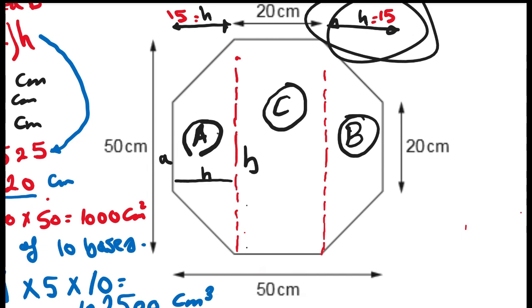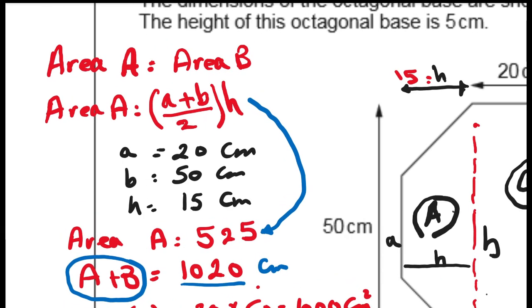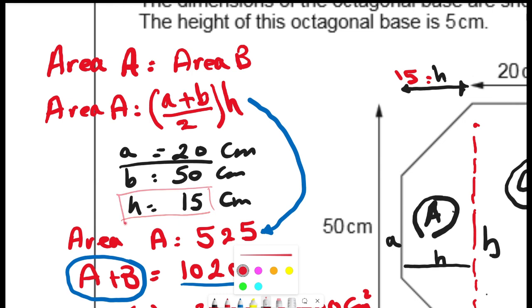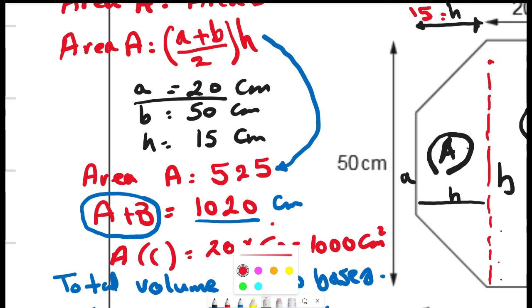In this case, we can go to our writing here to see this is distance A, which is given, and then this is the other side, and this is the height which we found now. If we use the trapezium equation, (A plus B) divided by 2 times H, we get the area of one trapezium as 525 centimeters squared. And if we add the two areas of trapezium, it will give you this number here. So we have the area of trapezium A and trapezium B, which are similar.